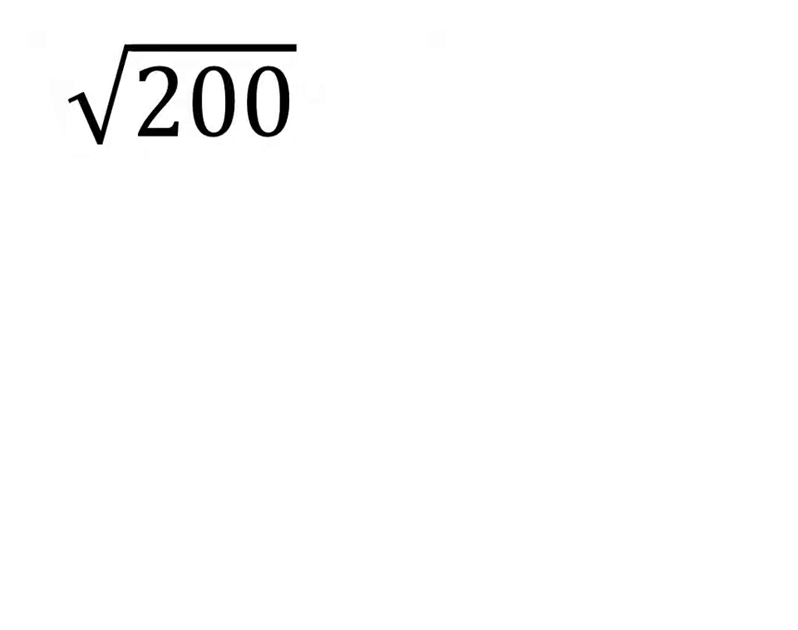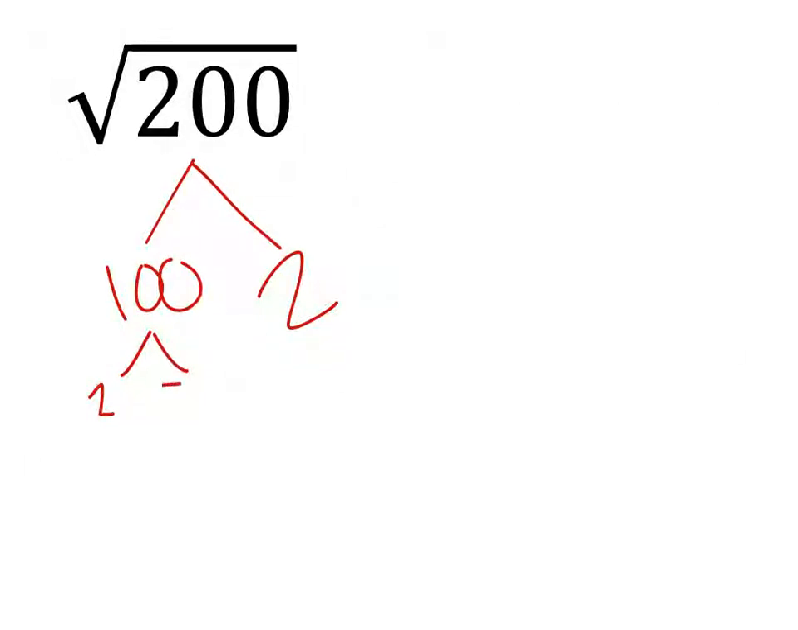Okay. So I broke it down to 2 and 100. Then 10 and 10, and 2 and 50. And then break this down into 25 and 2. And then 25 is broken down to 5 and 5.